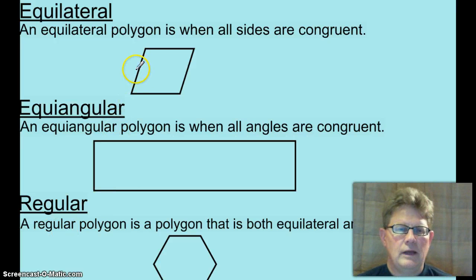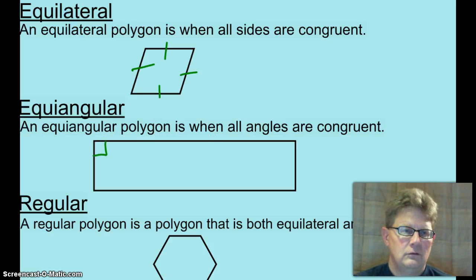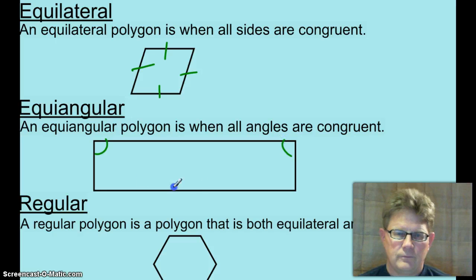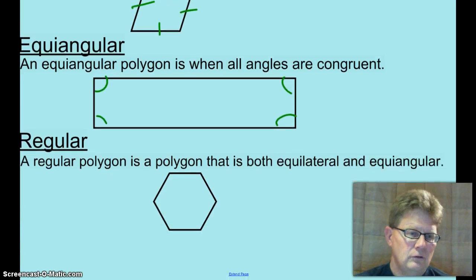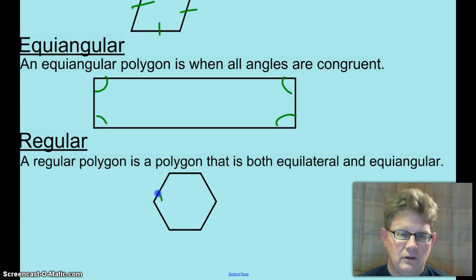Equilateral. An equilateral polygon is when all the sides are congruent to each other. Equiangular is when all the angles are congruent to each other. And then, of course, regular is when all the angles and all the sides are congruent to each other. That would make it regular.